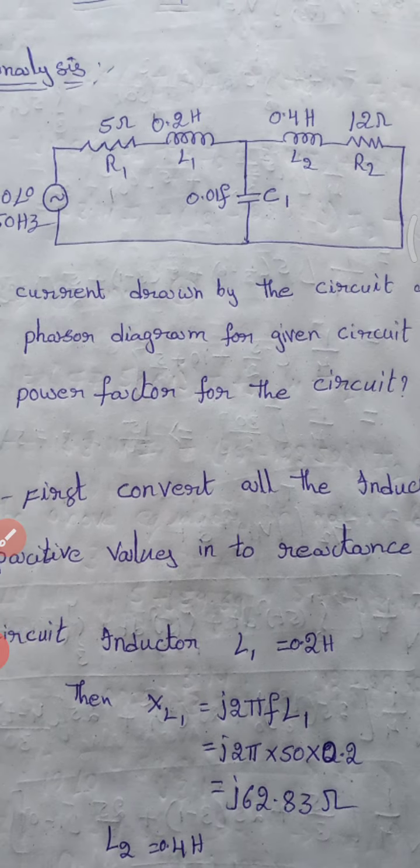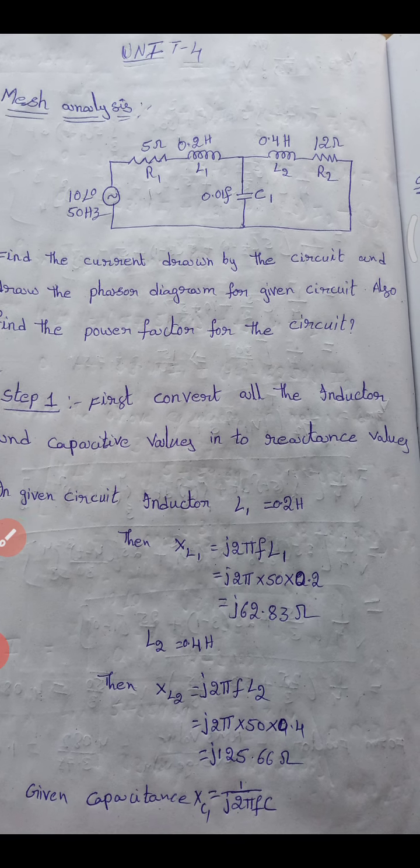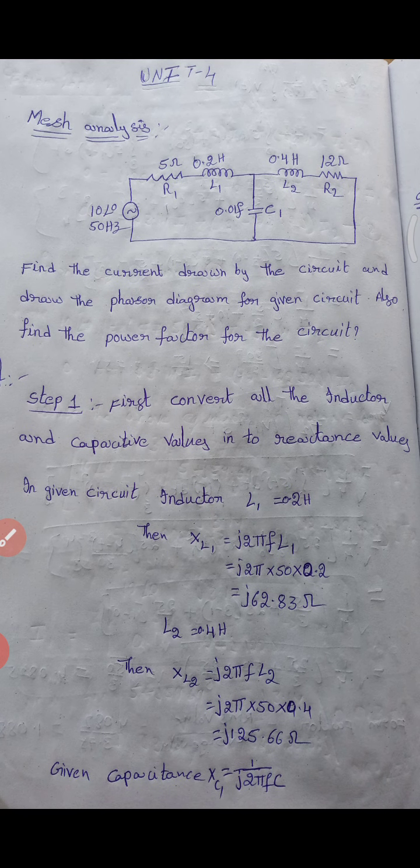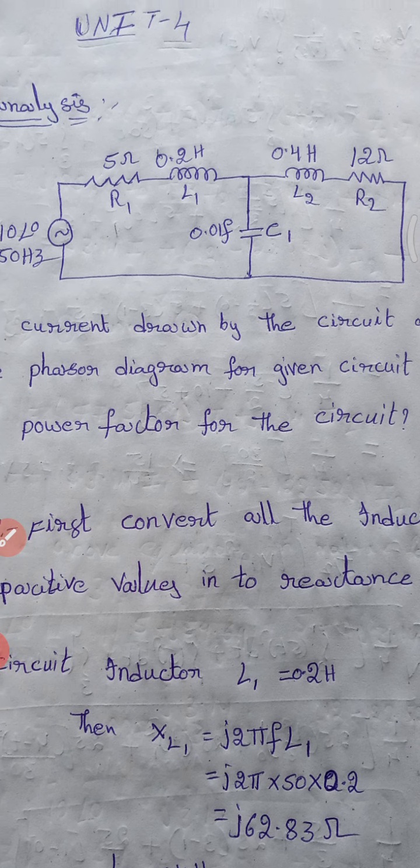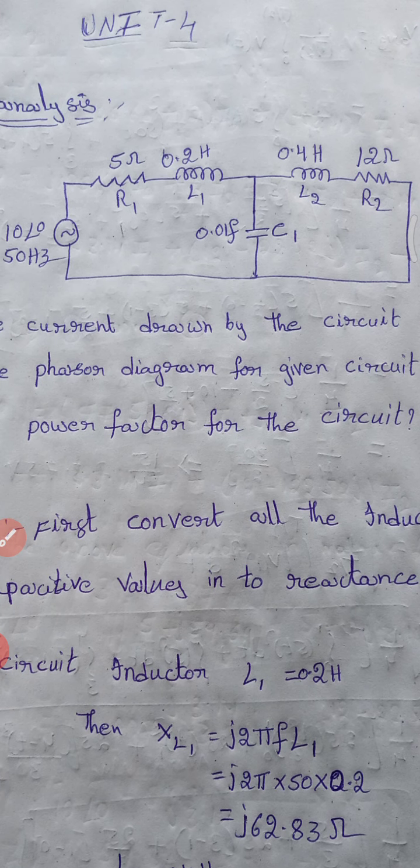Here a circuit is given. Find the current drawn by the circuit and draw the phasor diagram for the given circuit. Also find the power factor for the given circuit. In the circuit we have to find the total current drawn by the circuit, the power factor, and draw the phase angle. Okay, so this is the question given. Now we have to find the solution.